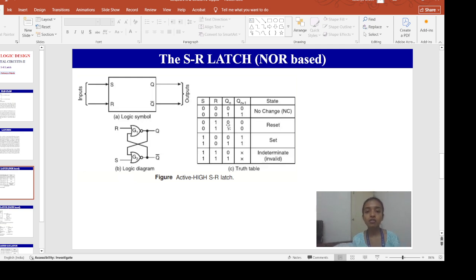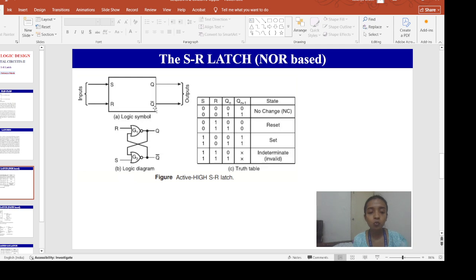So regardless of the state of the Qn, when the combinations are 0 1 and 1 0, the next state output will follow the state of the S or R. Now, when both S equals 1 and R equals 1, it tries to set and reset the latch at the same time, and you can see that even after both S and R are 1, it will produce both Q and Q bar as 0.